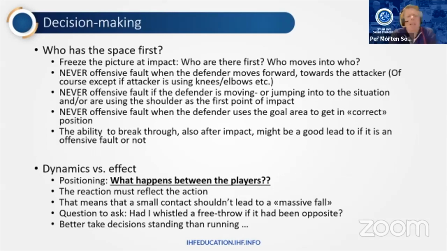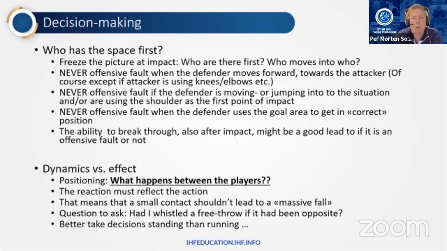So for the decision making, if we go into the battle for the space, then the question is who has the space first? For the referees, then, to freeze the picture at impact. Who is there first? Who moves into whom? Is the defender standing there first and the attacker is jumping or running into him? Or is the attacker trying to break into a space and we are a little bit late as defenders and come a bit in from the side, for example? It can never be an offensive fault when the defender moves forward towards the attacker.